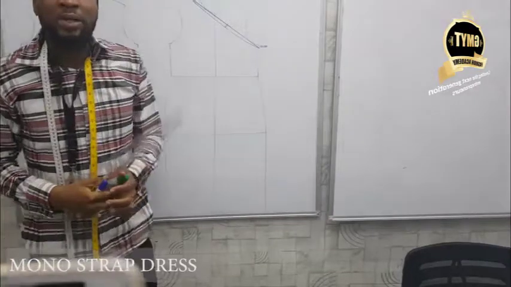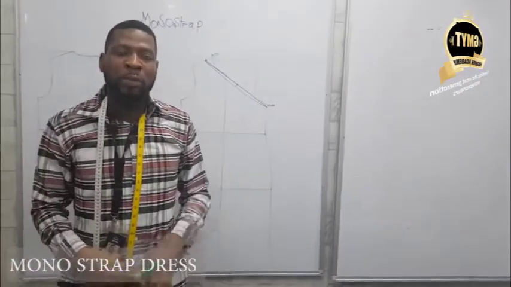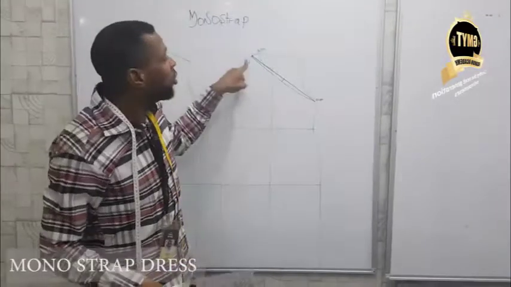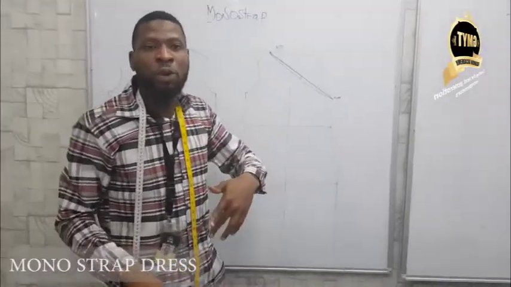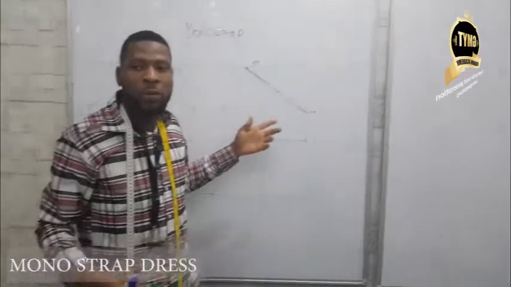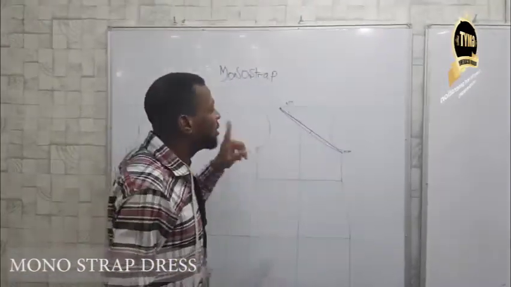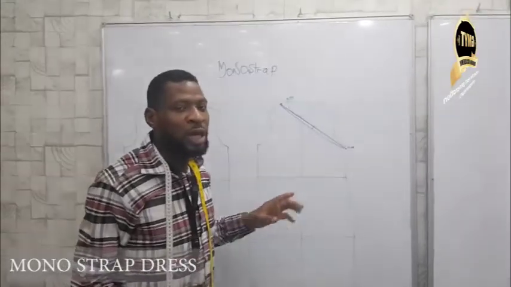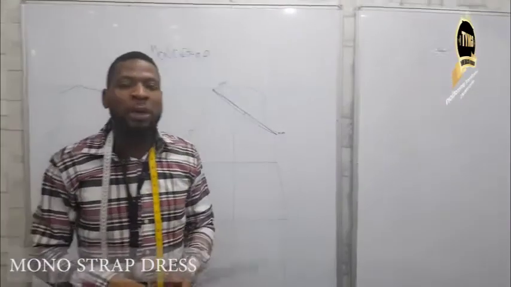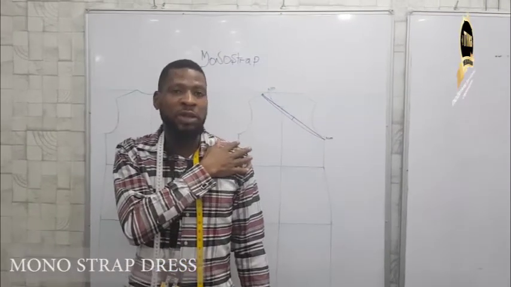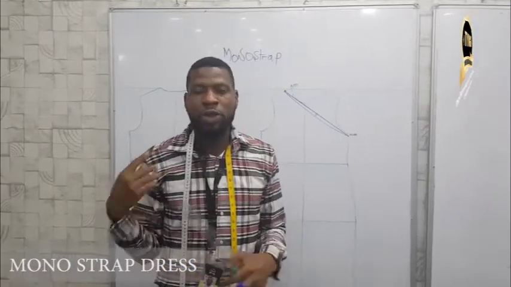And don't forget that most times when you are doing a monostrap can be detailed with all kinds of style. Even on this slanted line, you can decide to put your frills or flounce so that you can have an effect around the neckline. One other thing that is very important when you are doing monostrap is that you can decide on your own to either make sure that your monostrap is starting on your right or on the left. So it's your taste.